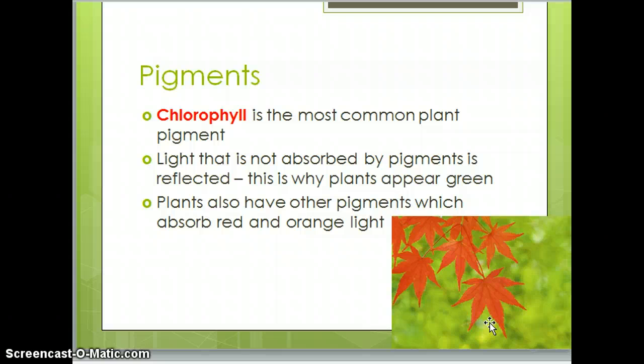That's how colors everywhere work. If you have a blue t-shirt on, it appears blue to you because the pigments in the dye absorb all the colors of the rainbow except for blue. Therefore, that blue light reflects and your t-shirt looks blue.